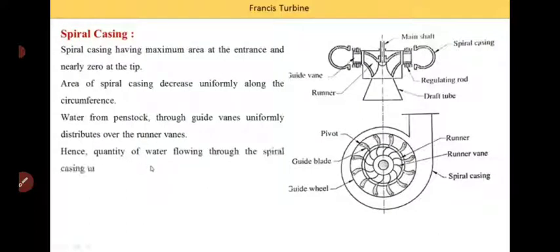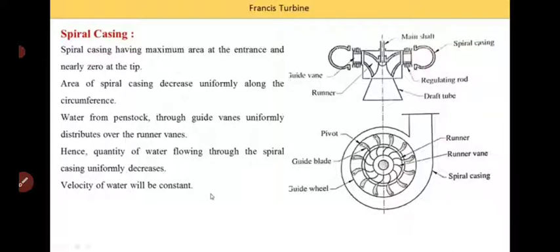Hence, the quantity of water flowing in the spiral casing uniformly decreases. Means the quantity of water is reduced. Why reduced? Because the water inlet is here. Some water is supplied from this part, some water is supplied from this part, some water is supplied from this part. So it is continuously supplied to the different guide vanes. So the quantity of water is reduced when it reaches the end. And the velocity of the water will be constant.